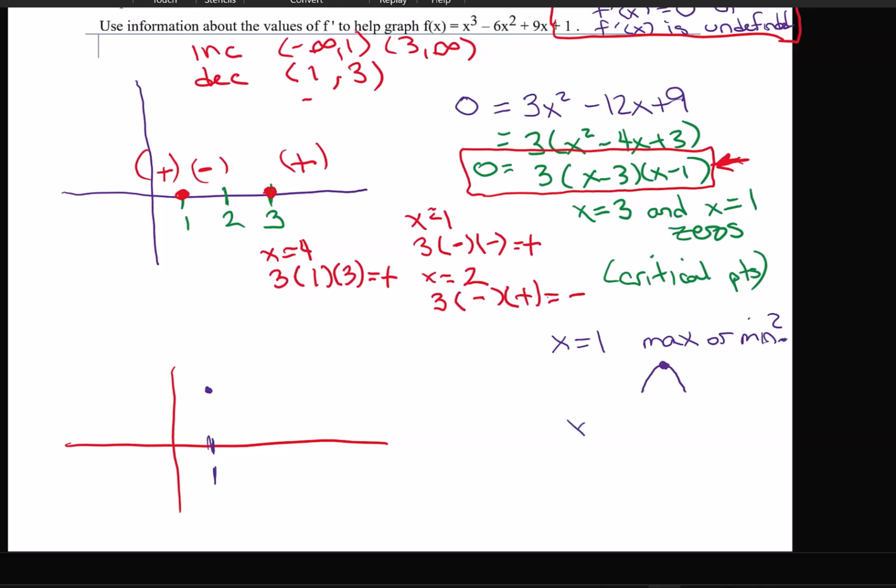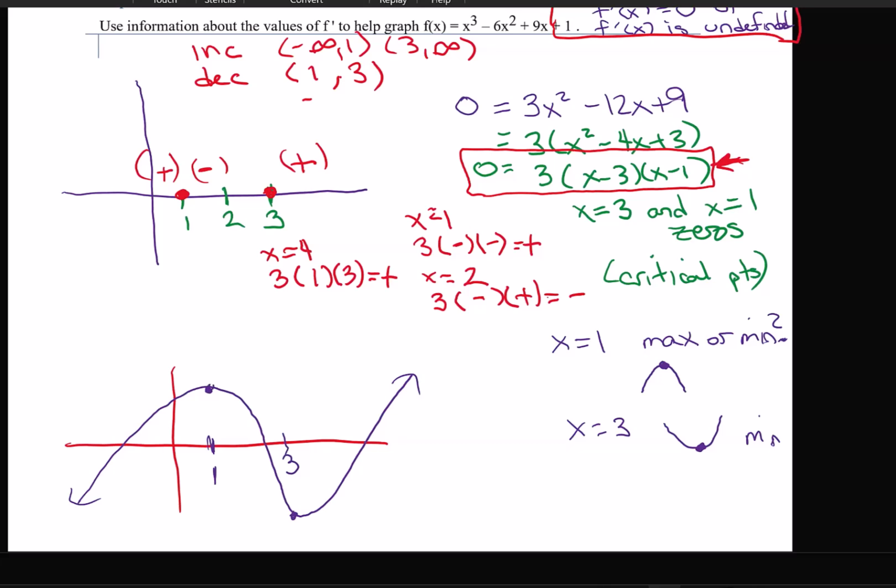And when x equals 3, do I have a max or min? Well, I'm going from a negative slope to a positive slope. So notice I'll have a minimum. So when x equals 3, I have a minimum value. I can say this graph is going to look like this.